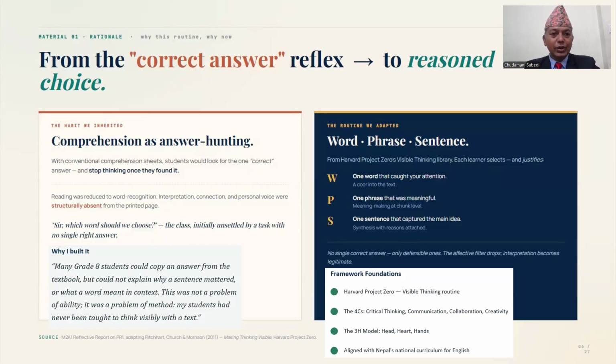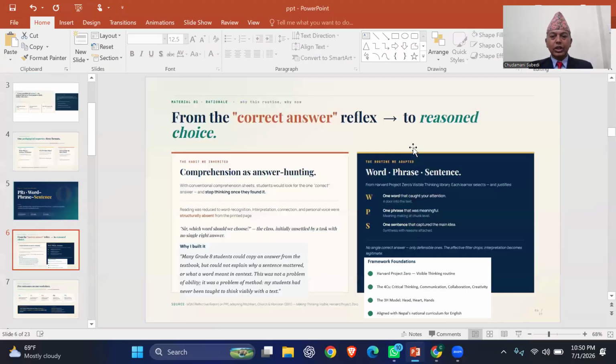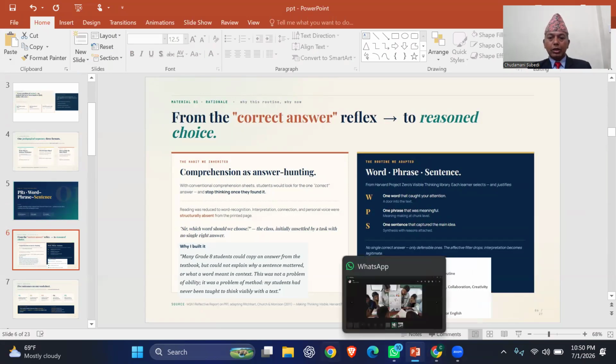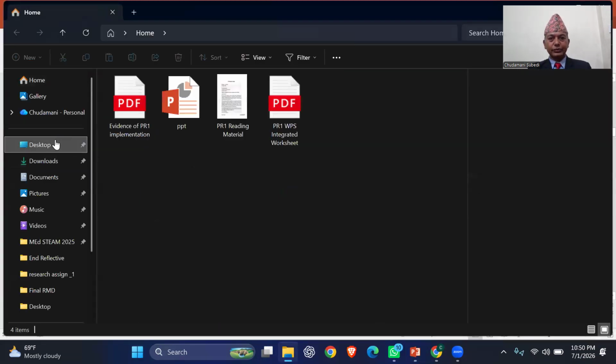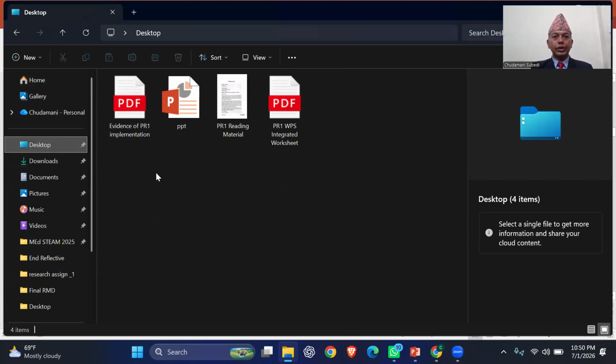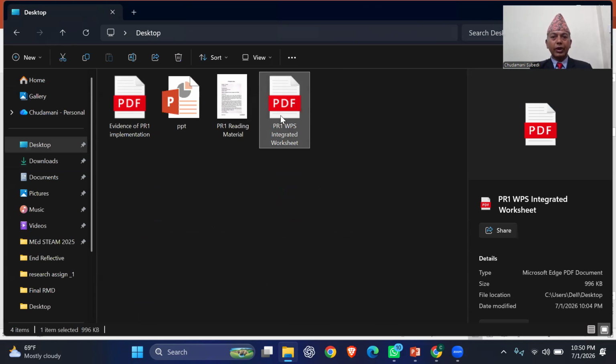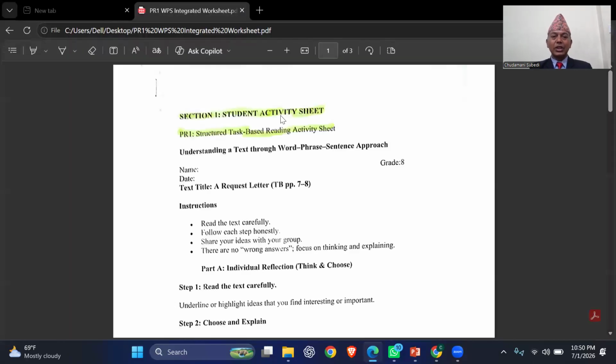Okay, I would like to show you the material. The material is like this. I would like to show you the material PR1. Let's see. This one is section 1, student activity sheet. PR1, structured task-based reading activity sheet. The topic is understanding a text through the word phrase sentence approach.